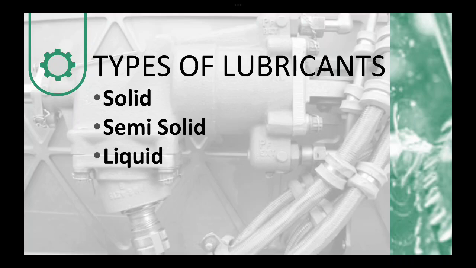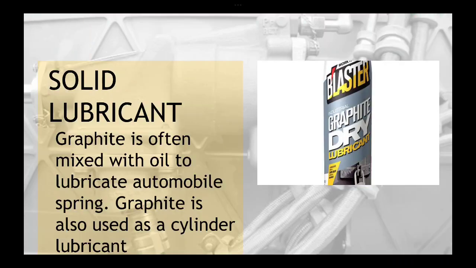And now, let's move with the types of lubricant. Okay, this is easy. Solid, semi-solid, and liquid. So when you hear solid lubricant, that's specifically graphite. Okay, graphite is mixed with oil to lubricate automobile springs. Commonly, solid lubricants are used for automobile springs.